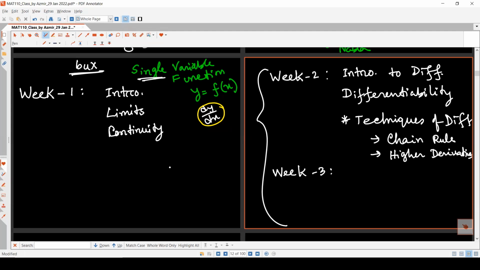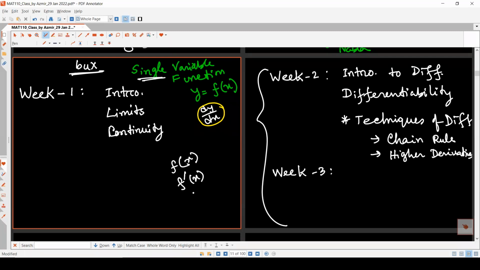From your college level, you know that if f of x is a function, then its first derivative is f prime x. Its second derivative is f double prime x. Third derivative, f triple prime x, and so on. By this, we can find up to nth derivative. So this is known as higher derivative. So we'll learn about higher derivative here. That is in week 2.